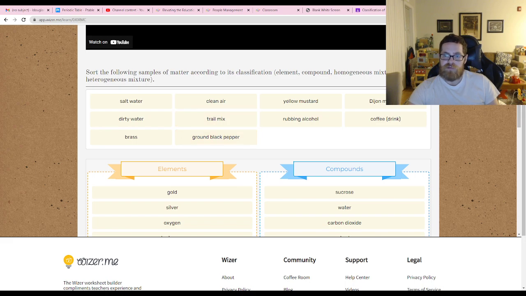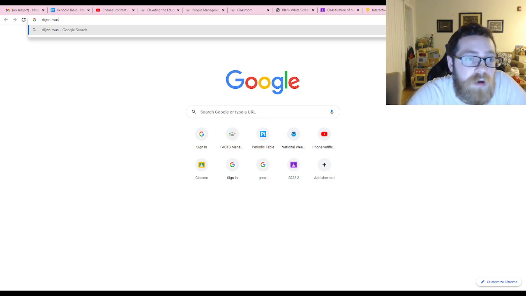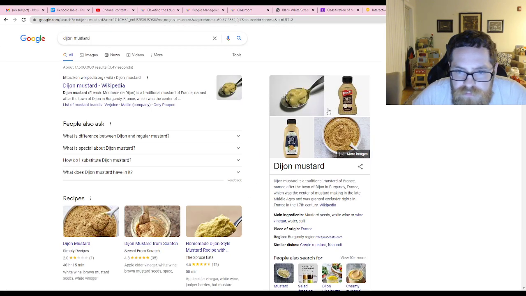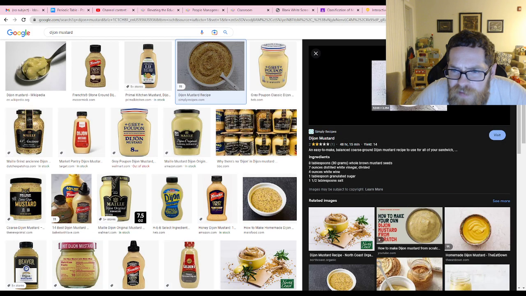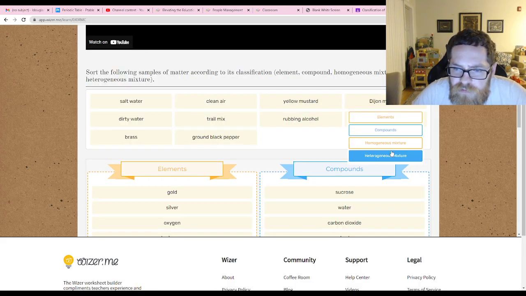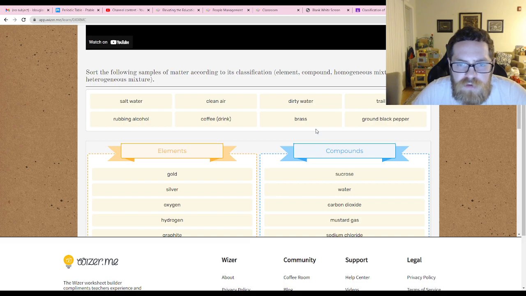Dijon mustard. If people aren't familiar with Dijon mustard, I would recommend looking up a picture. Good Dijon mustard has these speckles in it, where you can physically see the different components. So Dijon mustard is a heterogeneous mixture. However, yellow mustard is a homogeneous mixture. You usually can't tell one part from another.